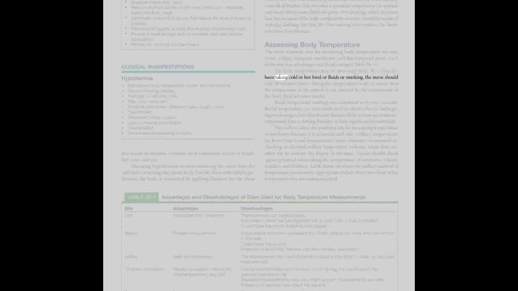If a client has been taking cold or hot food or fluids or smoking, the nurse should wait 30 minutes before taking the temperature orally to ensure that the temperature of the mouth is not affected by the temperature of the food, fluid, or warm smoke.